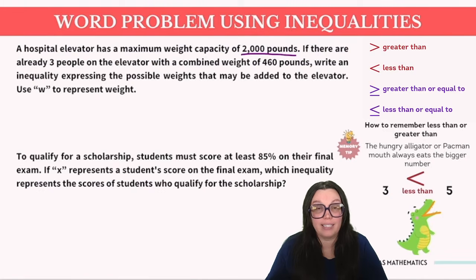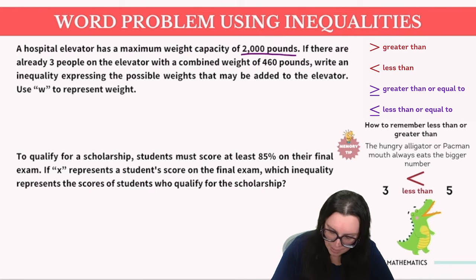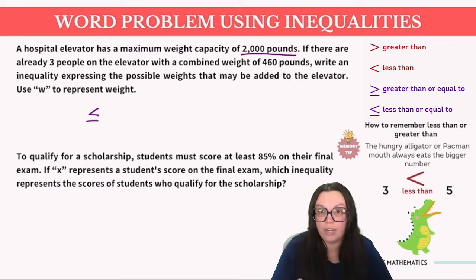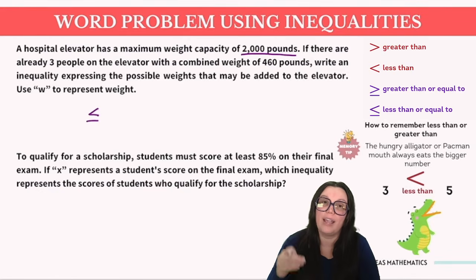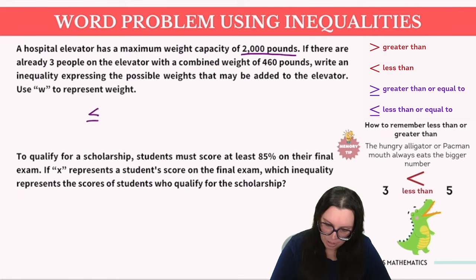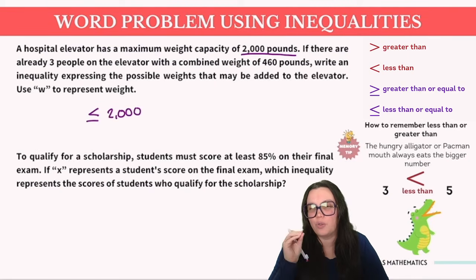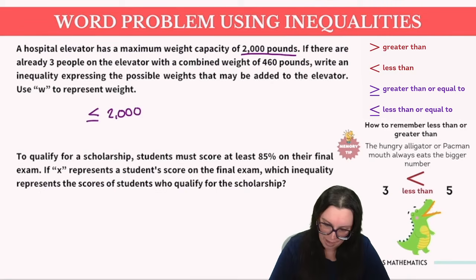So in scenarios where we're dealing with maximum limits, the appropriate mathematical symbol to use is going to be less than or equal to, because the total weight can reach up to 2,000 pounds, but it's not going to be able to surpass it. So we have to have less than or equal to that weight. Next, we want to make sure that we add our weight, so we know that 2,000 pounds is going to be acceptable. Given that there are 3 people already on the elevator and they have a combined weight of 460 pounds, we actually have to incorporate that within our equation.